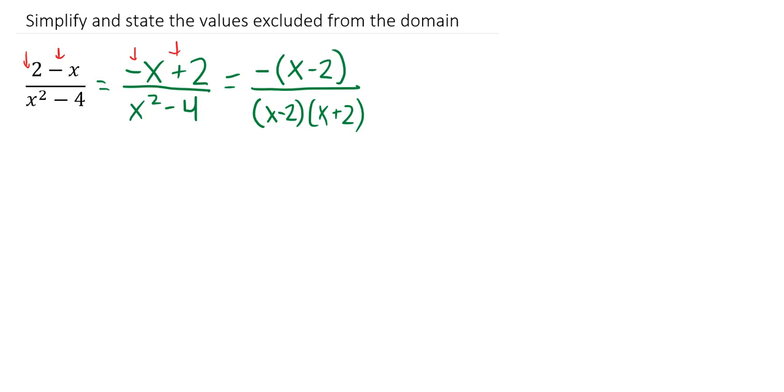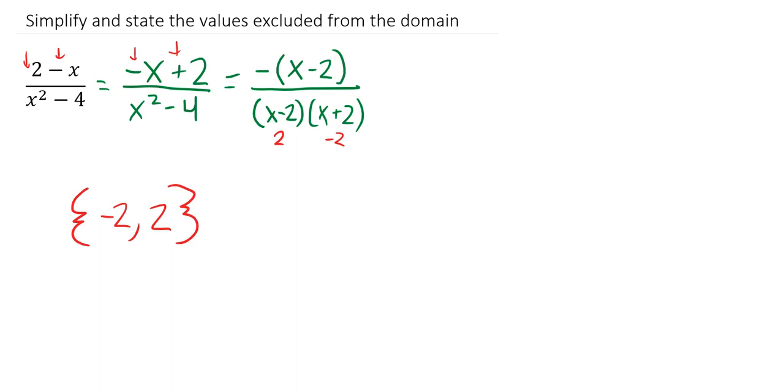Before I see the things that cancel, I'm going to think about the values that are excluded from the domain. Those are the zeros of my denominator. The zeros of my denominator are 2 and negative 2. So when I'm asked what values are excluded from the domain, I'll write negative 2 and 2.